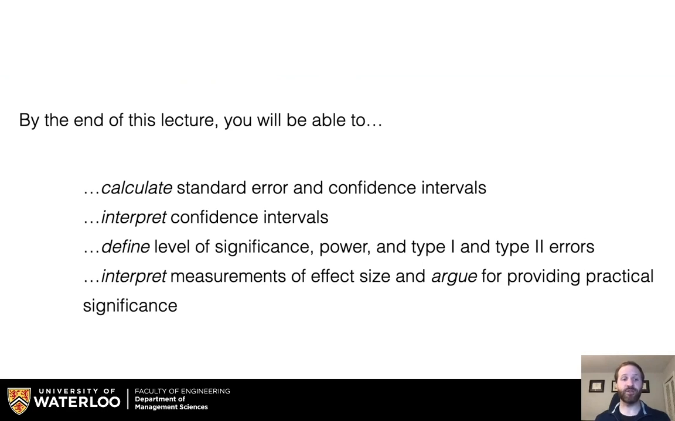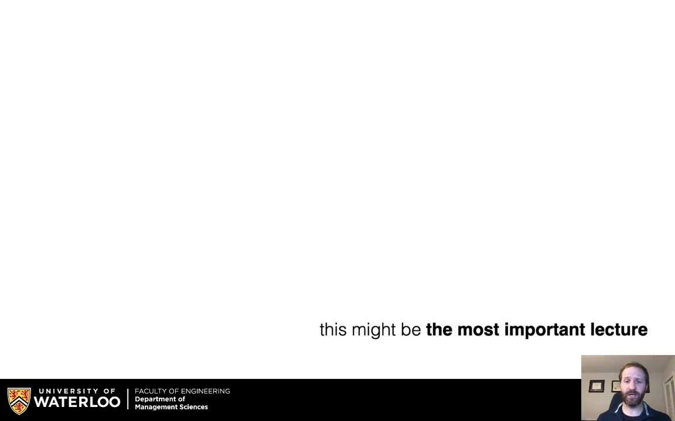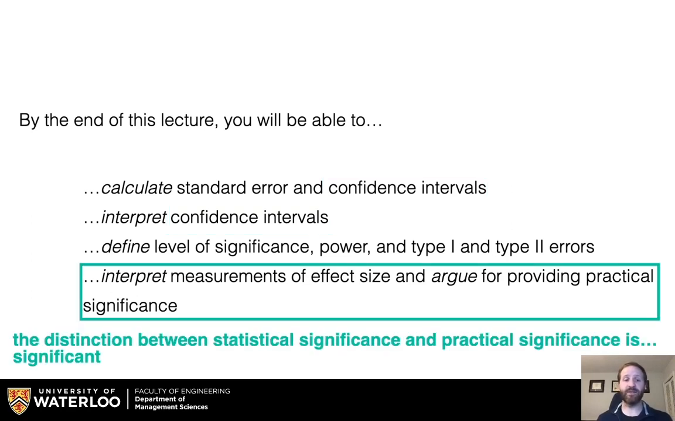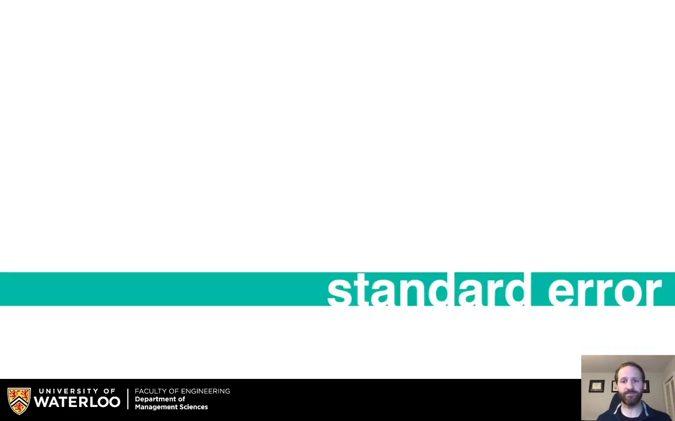By the end of this lecture, you'll be able to calculate standard error and confidence intervals, interpret confidence intervals, define levels of significance, power, and type 1 and 2 errors, and interpret measurements of effect size and argue for providing practical significance. And as a heads up, this might be the most important lecture in this class, because confidence intervals are one of your best tools for analyzing and communicating estimates, and the difference between statistical significance and practical significance is, well, significant. So you want to pay special attention to these concepts.